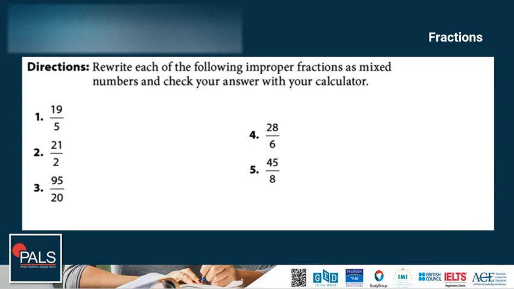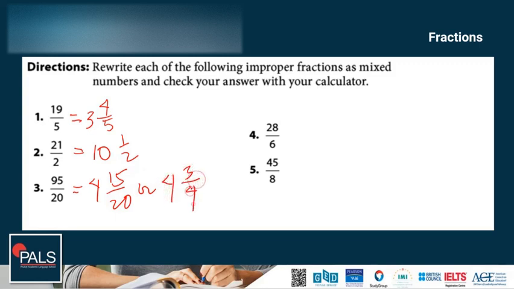Number 1, 19 over 5 is equals to 3 and 4 over 5. Number 2, 21 over 2 is equals to 10 and 1/2. Number 3, 95 over 20 is equals to 4 and 15 over 20. Or you can simplify it into 4 and 3/4.